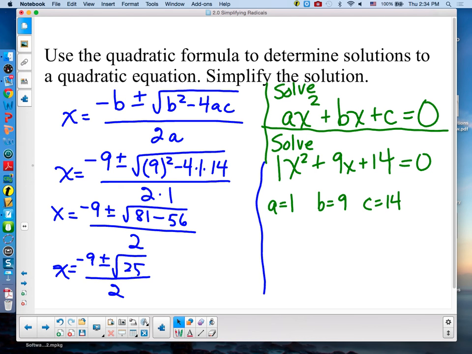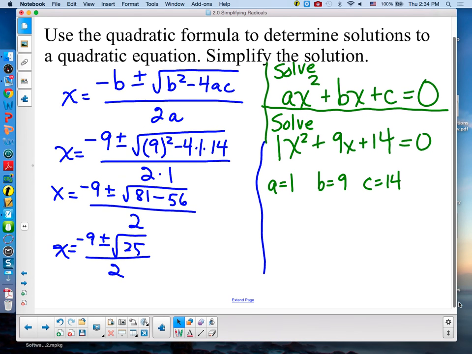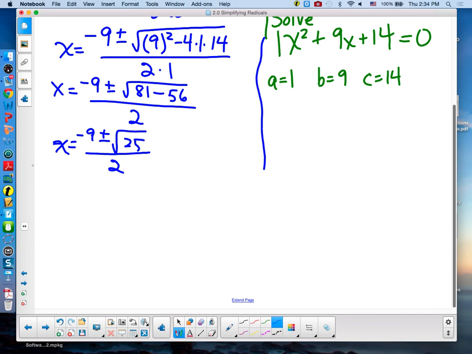I need some more screen here. Okay. What's the square root of 25? 5. So, negative 9 plus and minus 5 divided by 2.